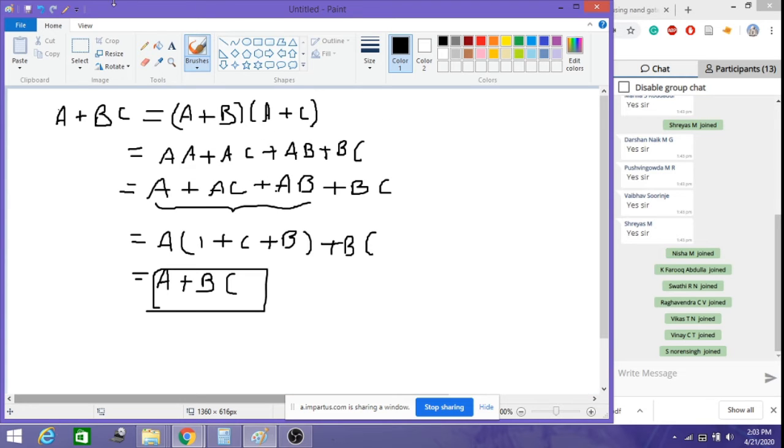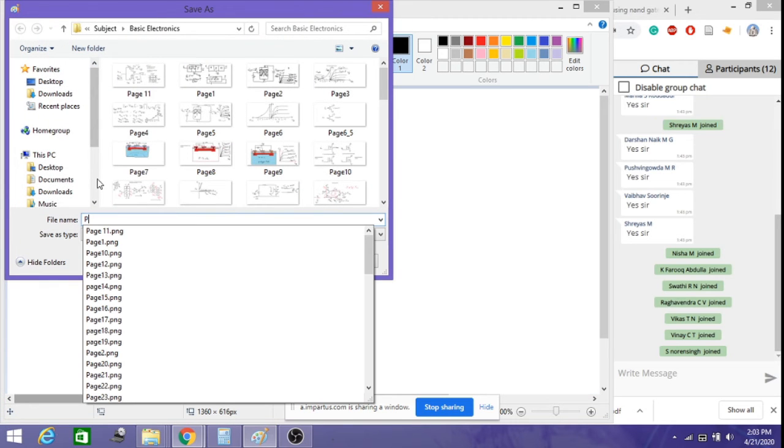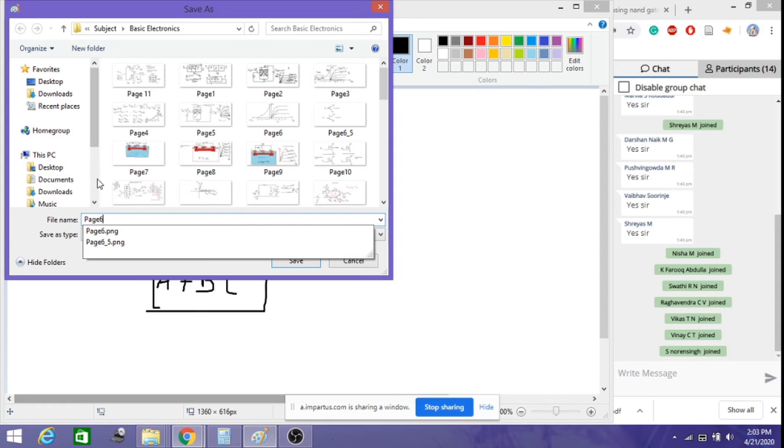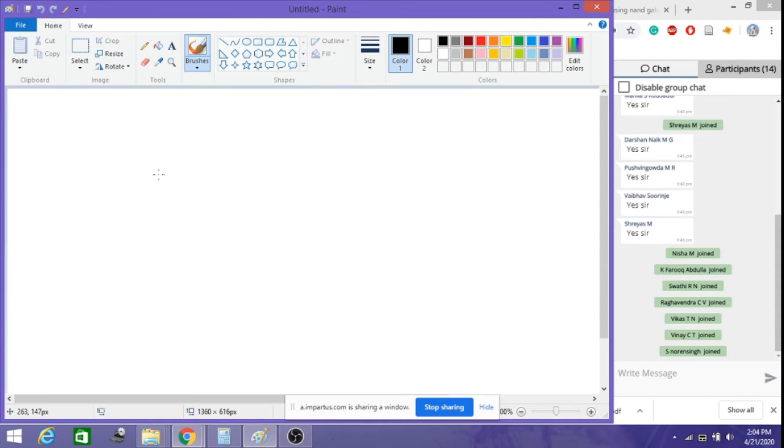Now let us take one more example. Save this. Let us discuss the absorption law. A into B plus C. What do we get? So this is equal to AB plus AC. That's it. Now what about A plus AB? So A plus AB is equal to 1. So how is that? Sorry, A plus AB is equal to A.